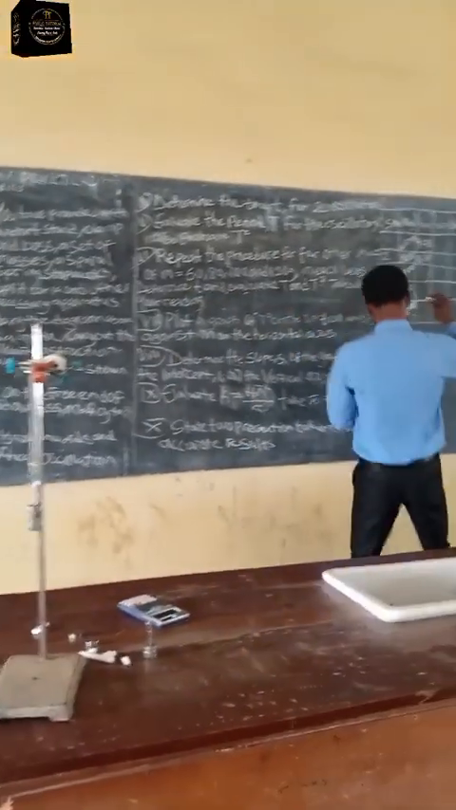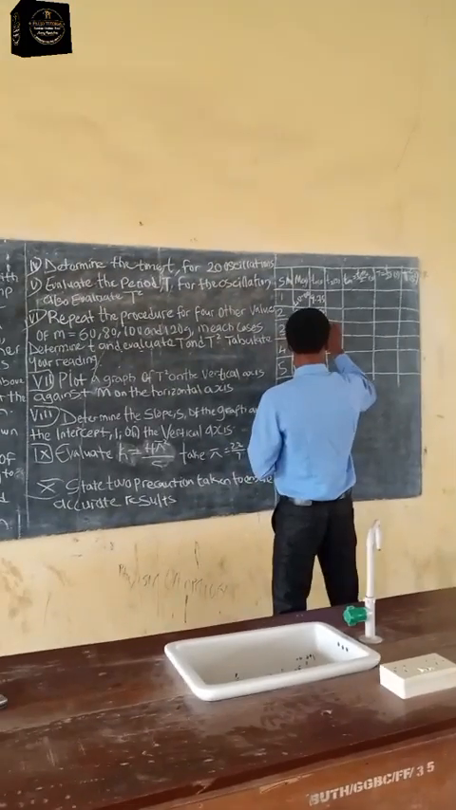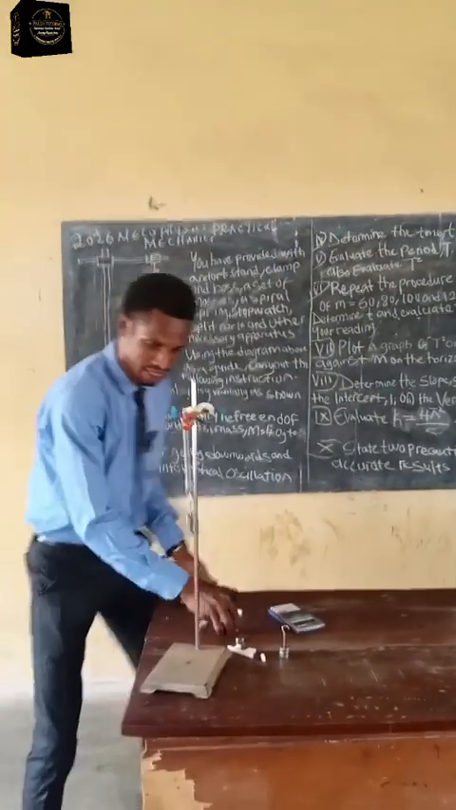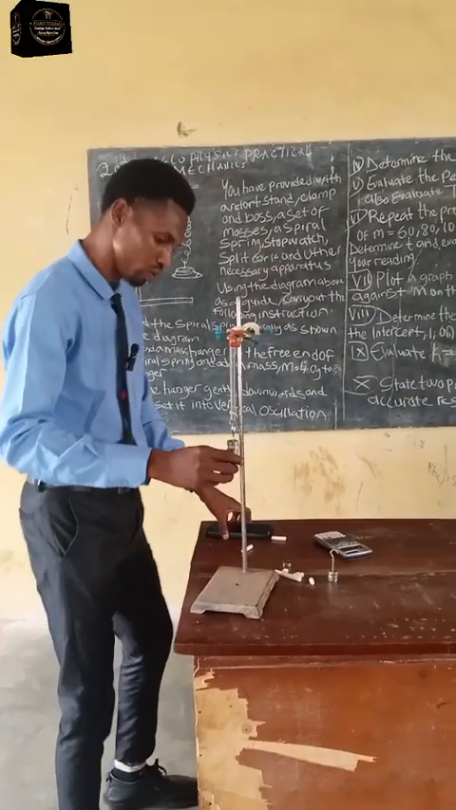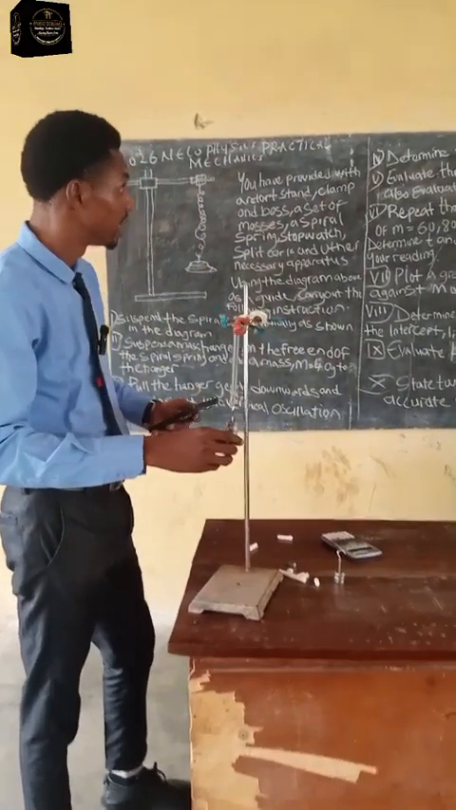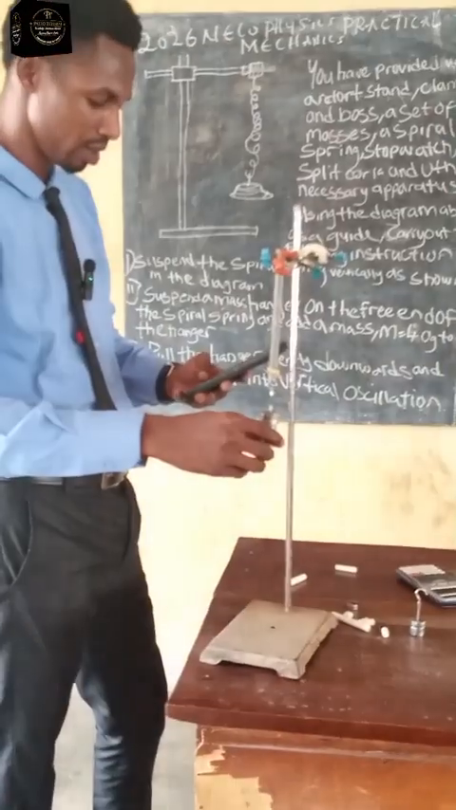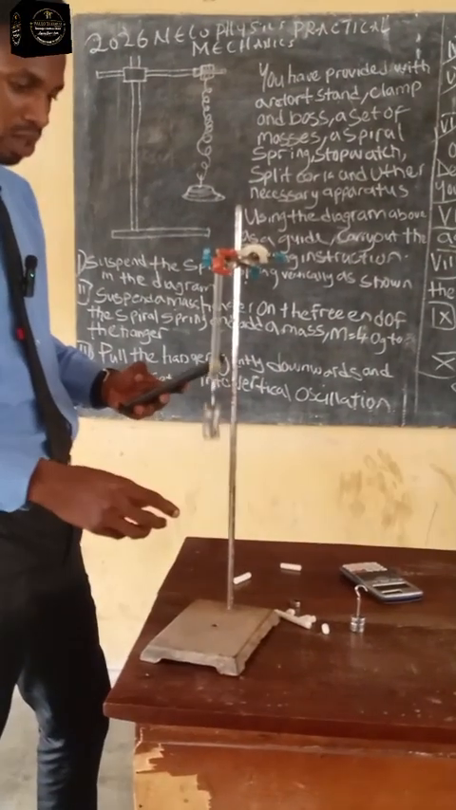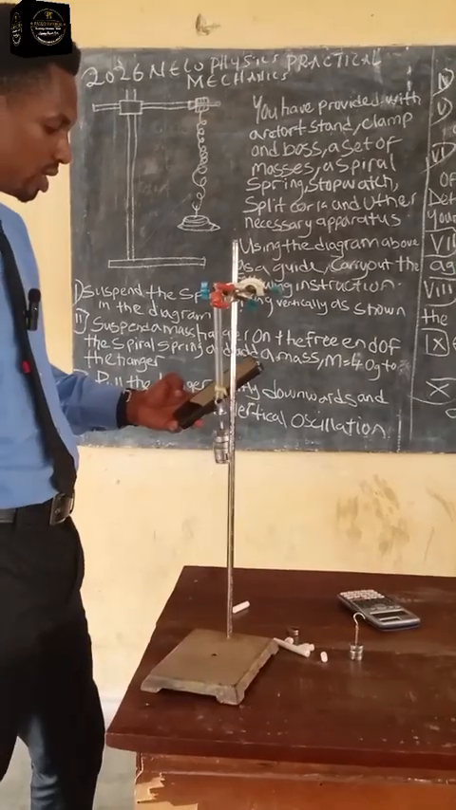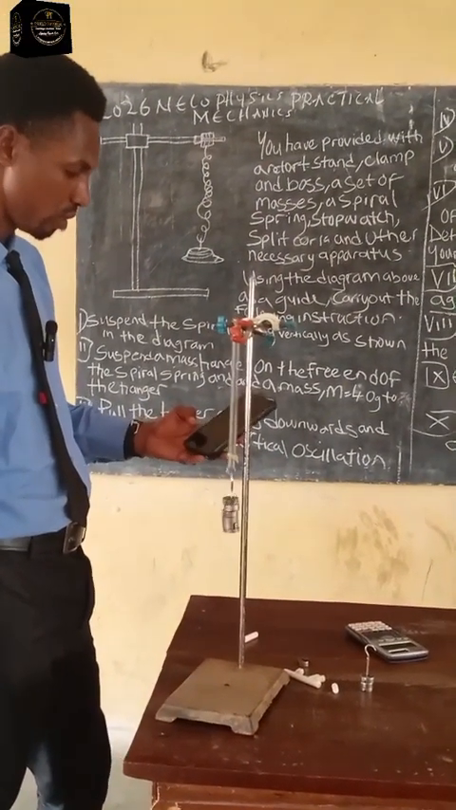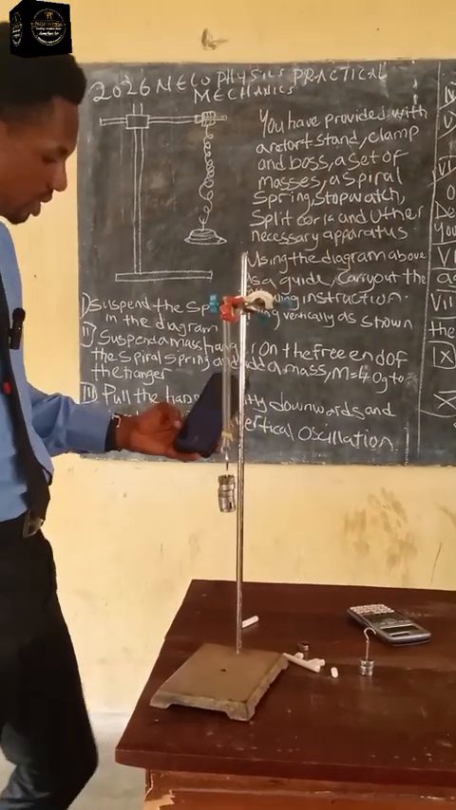Now I have what now? I have 13.22. So I'll add another mass to make it 100. So I'm going to do for 100 mass. So I'm going to start now. 1, 2, 3, up to 20.